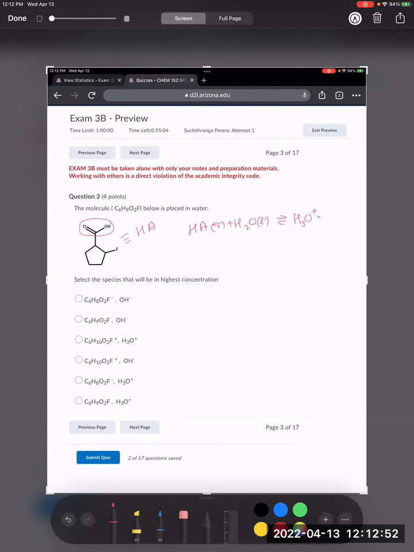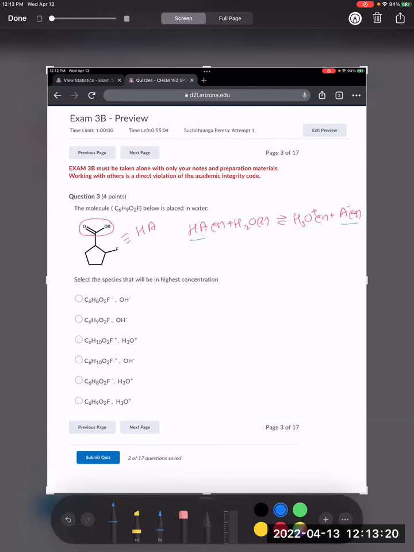H3O+ (aq) plus A- (aq). Okay. As a result of this, it's going to increase the H3O+ concentration, and that's what makes an acid, right? Now the question is, what will we have in higher concentrations? Will we have the HA or A- in a higher concentration?